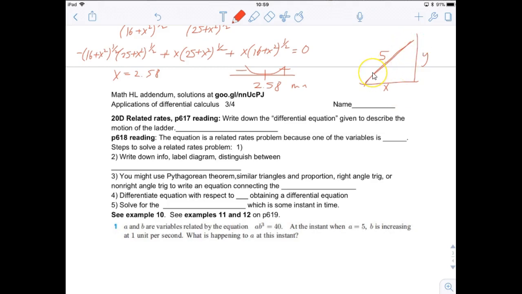If the ladder starts sliding down, the lengths of y and x are related. And if you can figure out how fast it's sliding down vertically, you can figure out how fast it's sliding down horizontally by using a differential equation. Okay, so let's look at that. Let's first of all try to figure out what is the relationship between x and y here.